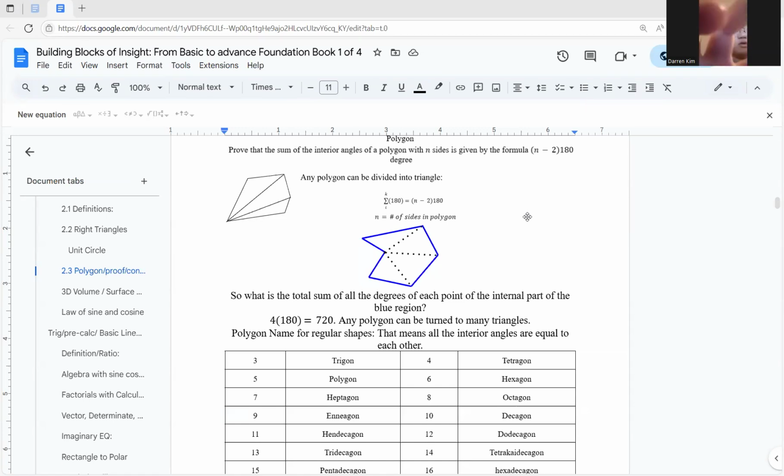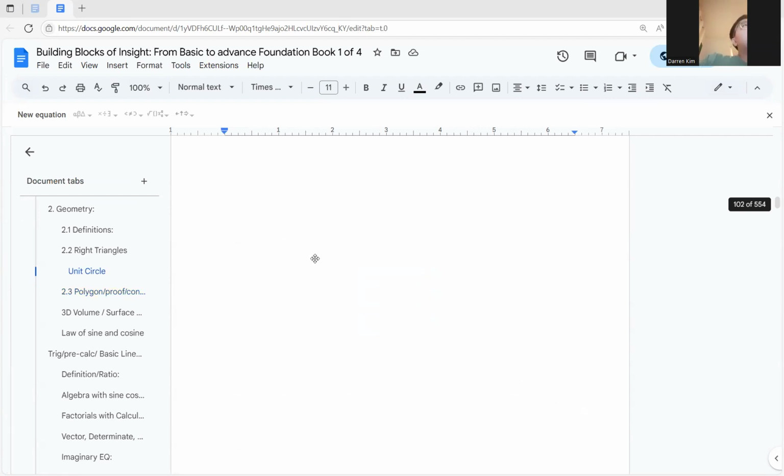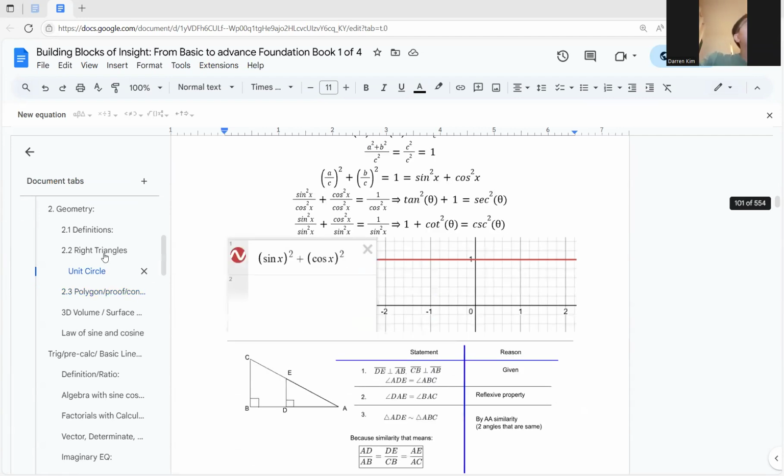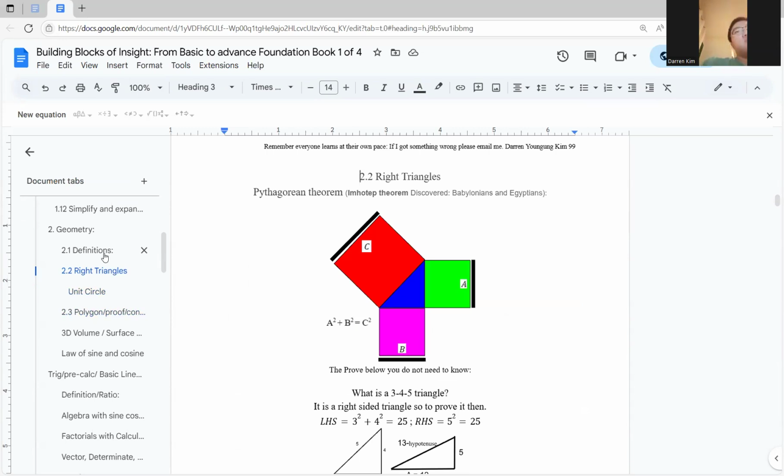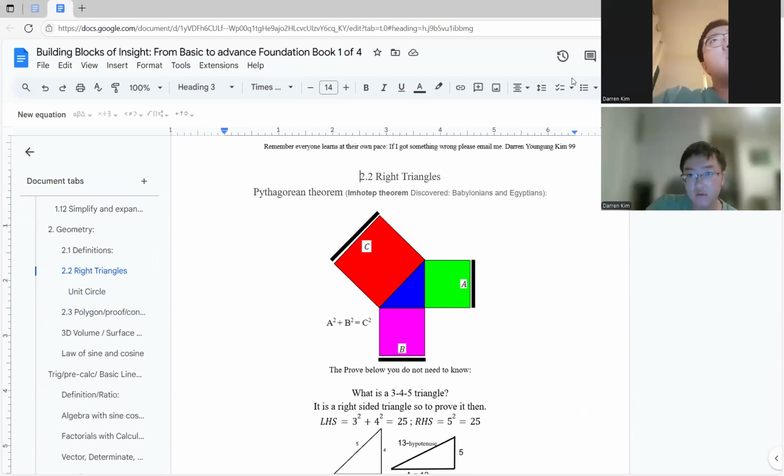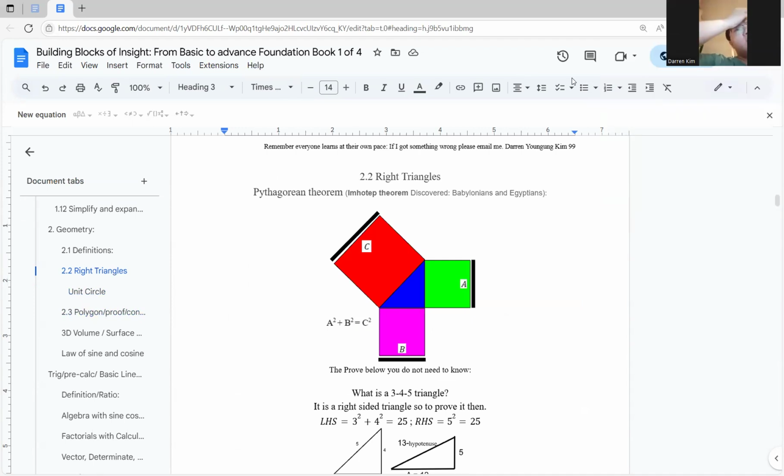Hopefully it works. All right. So geometry, last time we moved on to right triangles because we can. So we're about to go to right triangles. That's it. Here we are, right triangles.